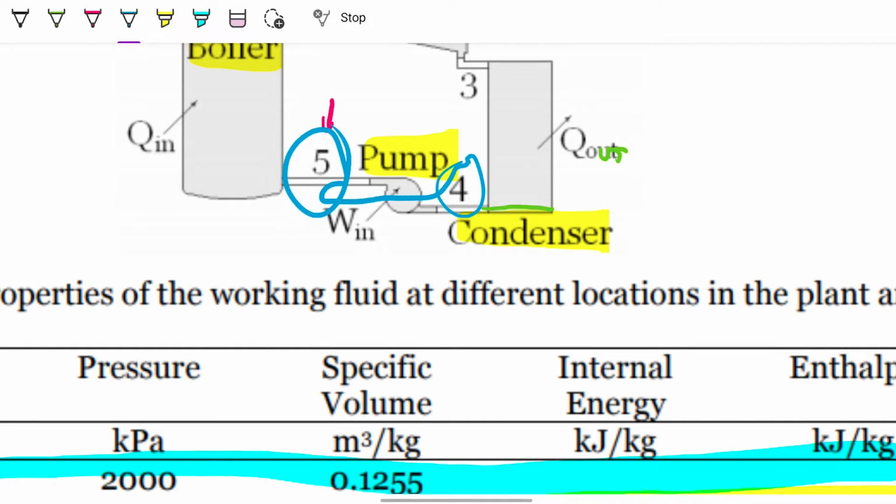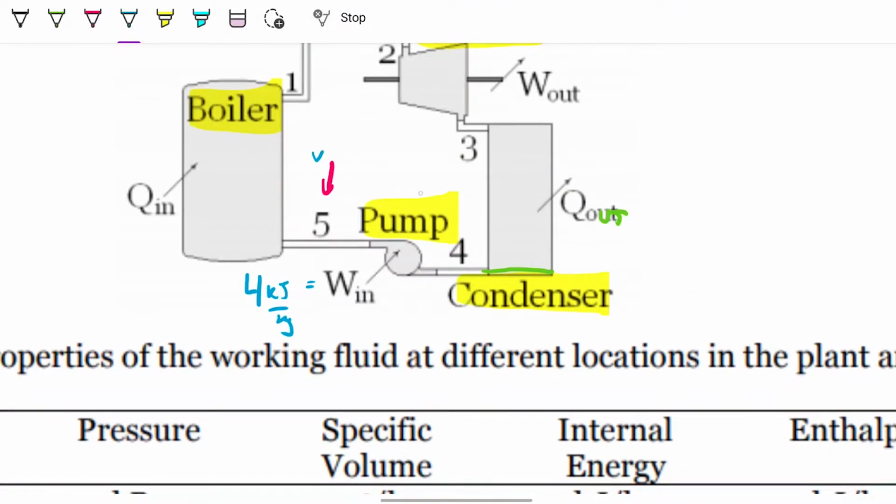What the problem statement is telling us is that this pump, the amount of energy it requires, equals 4 kilojoules per kilogram of water that it pumps through. That information is super valuable because then we don't even need to go both ways, like I said before. It's already giving us a piece of the puzzle that we can now use to relate state 4 to define state 5 completely.